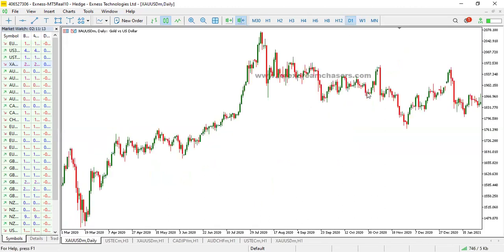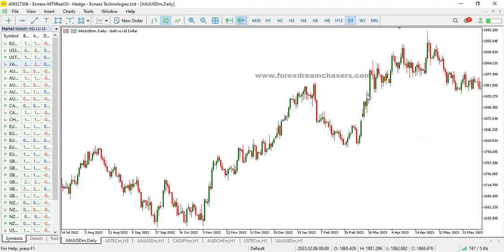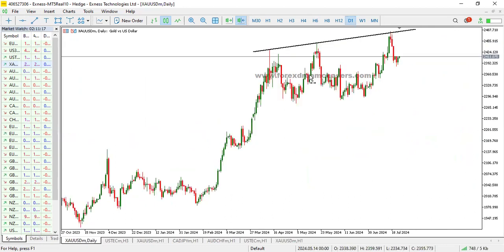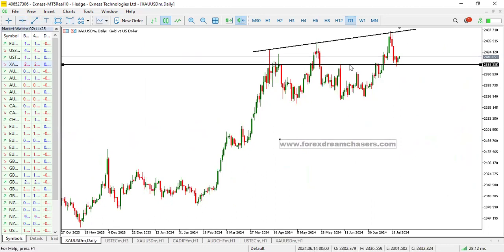Let's go to daily. You'll see the broken resistance. Now, look at this. This is the resistance that I'm talking about. Let me highlight for you. This is the resistance. And then it was broken. Now the resistance was tested.